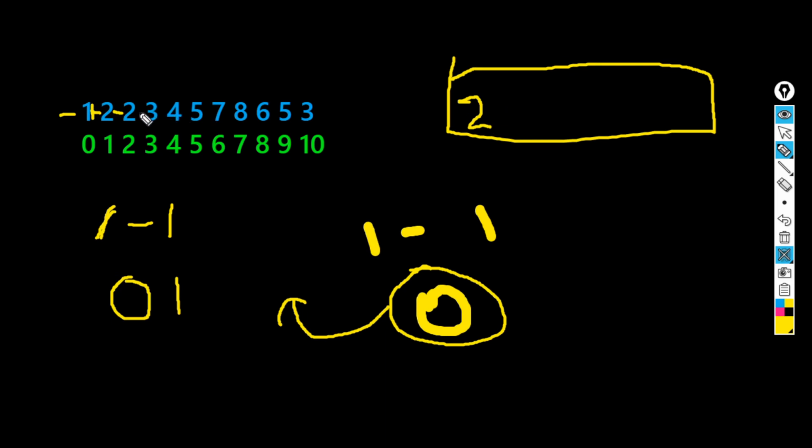4 also will be minus. For 5 also this will be minus. For 7 this one will be minus, and for 8 this will be minus. Now whenever 6 comes, 6 minus 1 is 5. 5 is not negative, so we'll make it negative. Now 5 minus 1 is 4. So 4 is negative, so we'll push back this value.